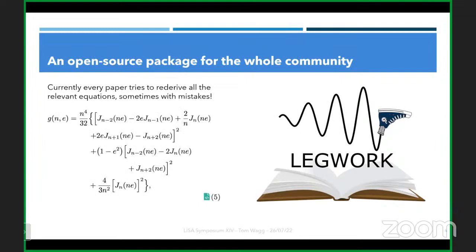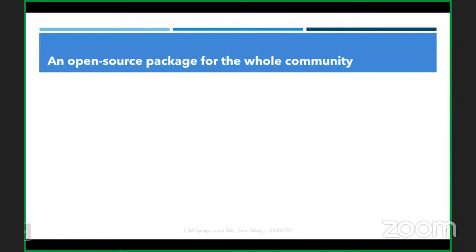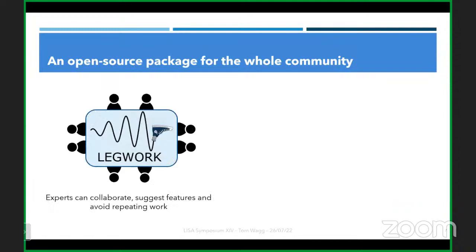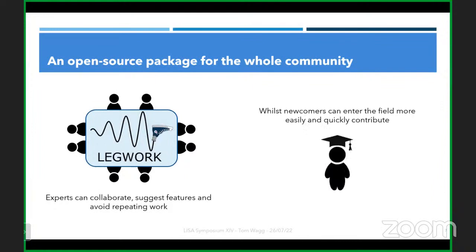Every single paper that does this right now tries to rederive a lot of the relevant equations. This can sometimes lead to mistakes and very annoying factors of two, which take a very long time to work out. But we've nailed this down and spent a long time thinking about this and hopefully now have it right. At the very least, it's open and everyone can see it and we can all work on it together. So the idea is that we can have experts collaborating, suggesting features, and avoiding doing all of that unnecessary work over and over again. At the same time, we can get newcomers to enter the field very easily and quickly contribute to all of the research that we do here.